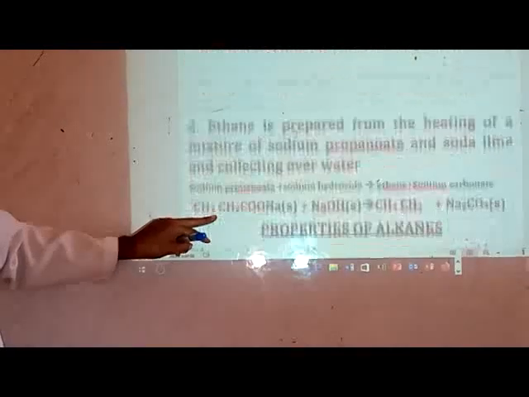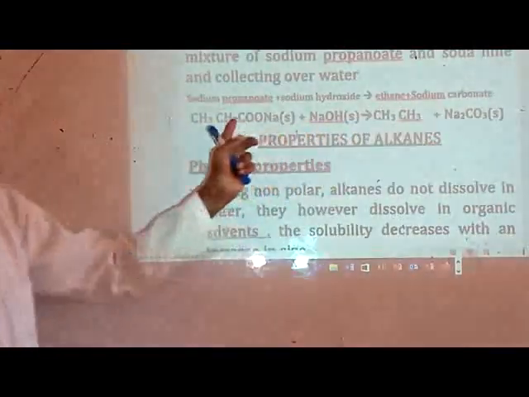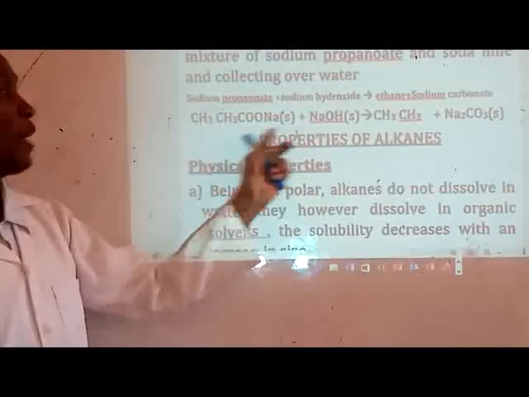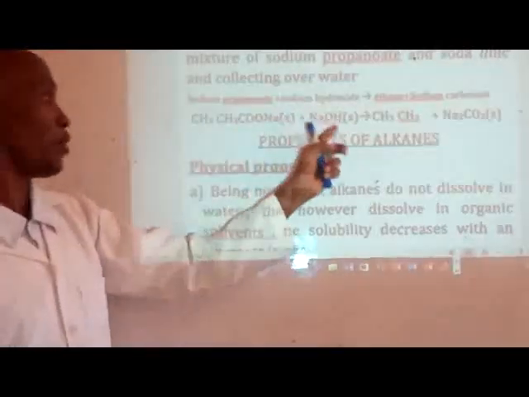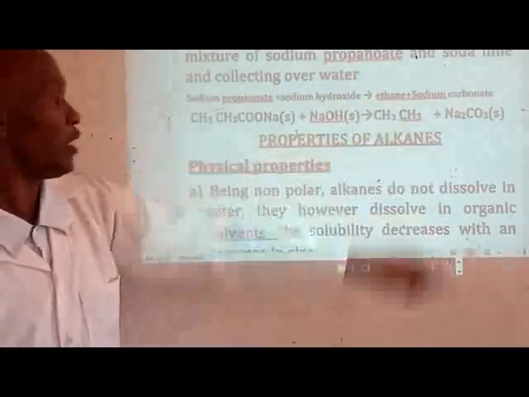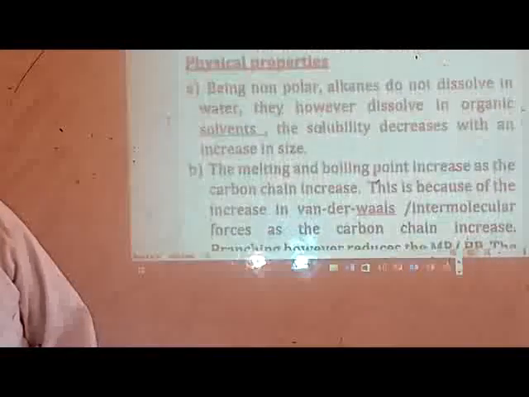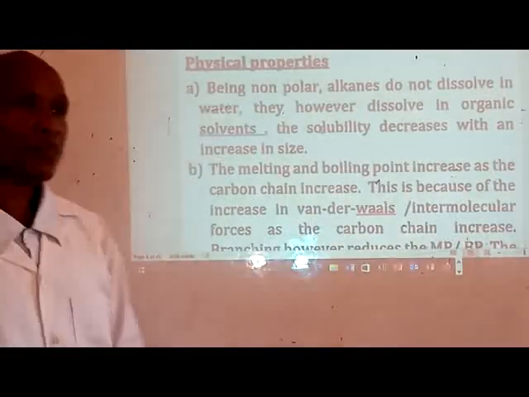Now similarly, if you want to get ethane, you use sodium propanoate. Sodium propanoate plus sodium hydroxide, all these will combine to form sodium carbonate, then you get to that. Now next on the chart therefore becomes the physical properties of the alkanes.